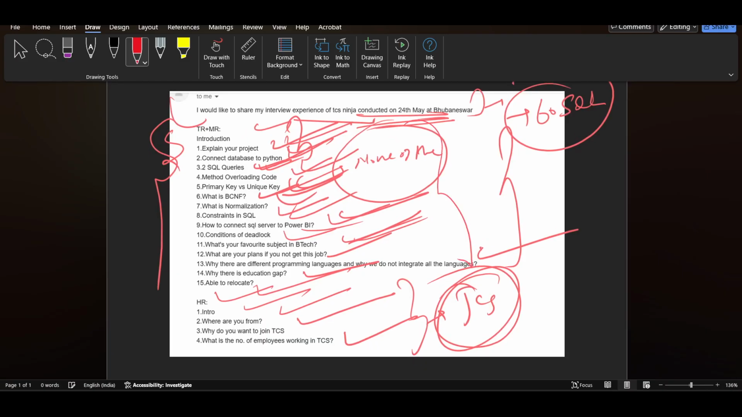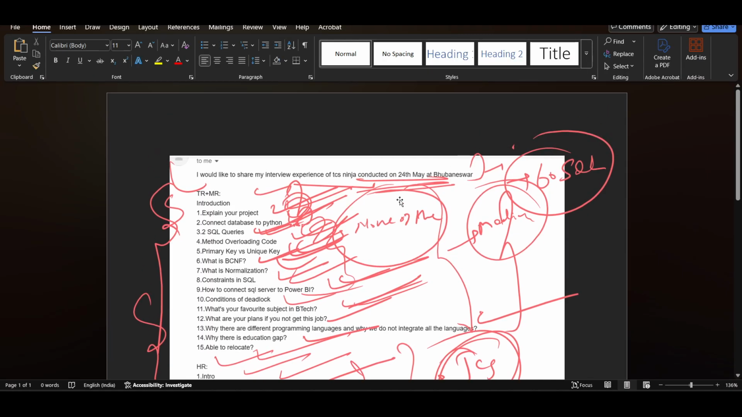Otherwise, it's a medium kind of difficulty interview. Starting, they asked project-related questions, two SQL questions, then many questions from SQL, then some generic questions, then HR questions. So this was the whole interview experience of TCS Ninja conducted in Bhubaneswar on the 24th of May.